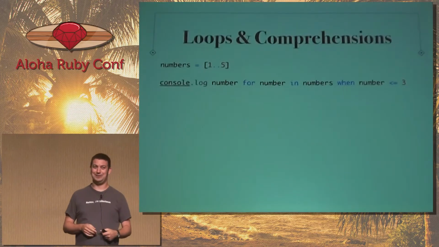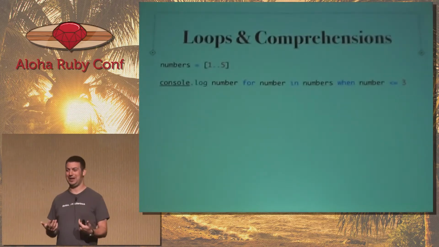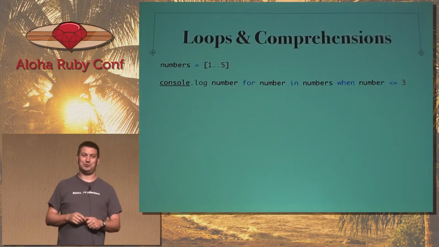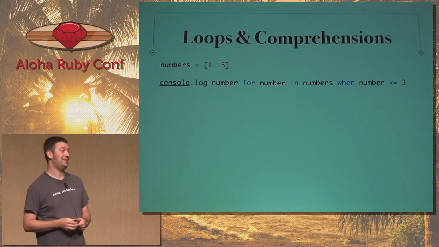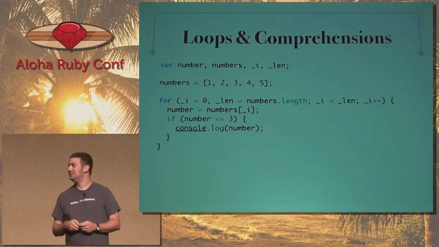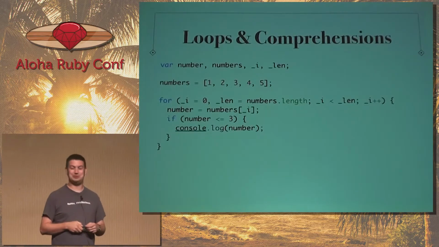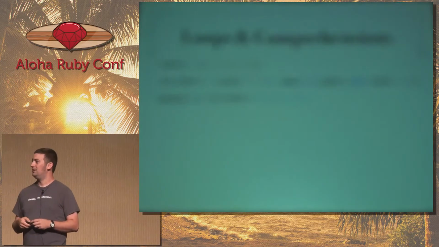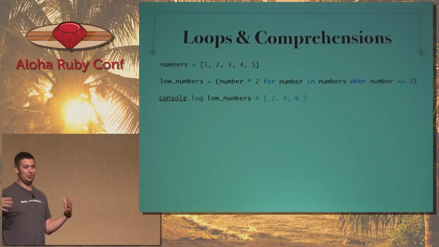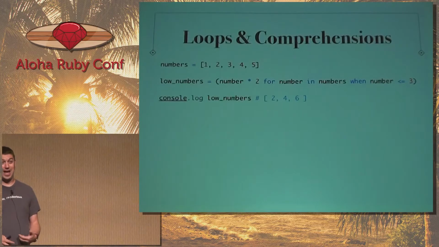You can add clauses to list comprehensions in CoffeeScript. So here, we only want to print the numbers out in this array when the numbers are less than or equal to 3. It starts getting a little hairy here, but it's kind of cool. And that's what the JavaScript looks like when you do that. You can take the result of a for loop and store that as an array.